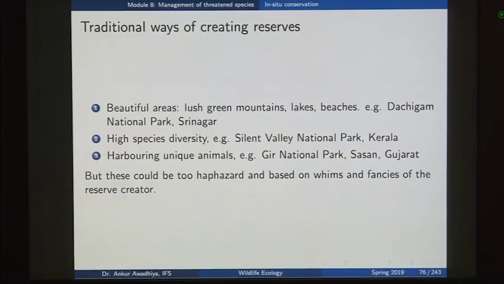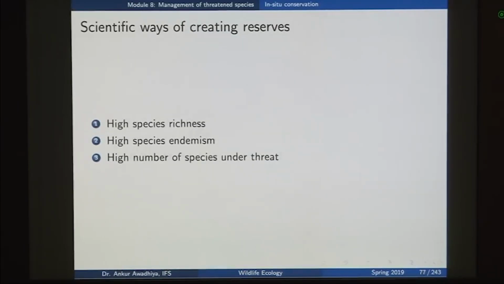Now, is there a way we can use our ecological understanding to reduce this amount of whims and fanciness, so that everybody can come to a common platform, and the process of reserve creation becomes more and more systematized? So now we will look at the scientific ways of creating reserves.